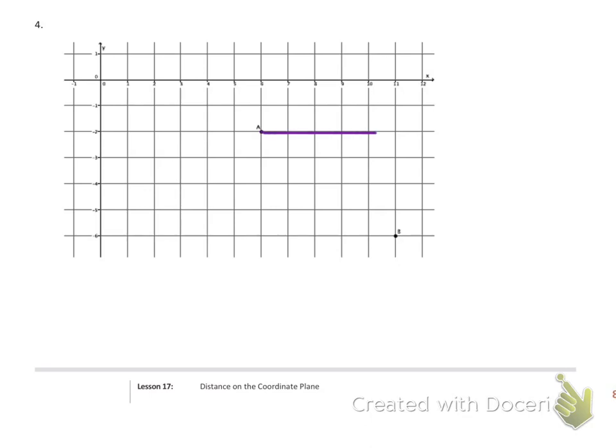These are all pretty much the same. And so, once again, we can count or we can practice subtracting coordinates. For this one, we would have 11 minus 6, which is 5. And for the other one, we would have negative 2 minus negative 6, which is equal to 4. Because I'd have a positive 6 and a negative 2.